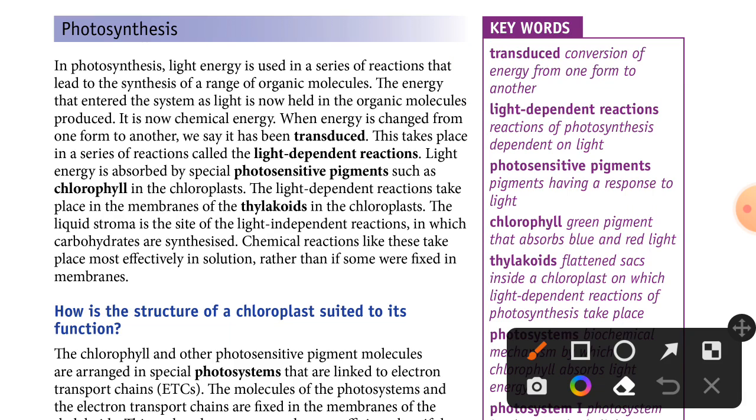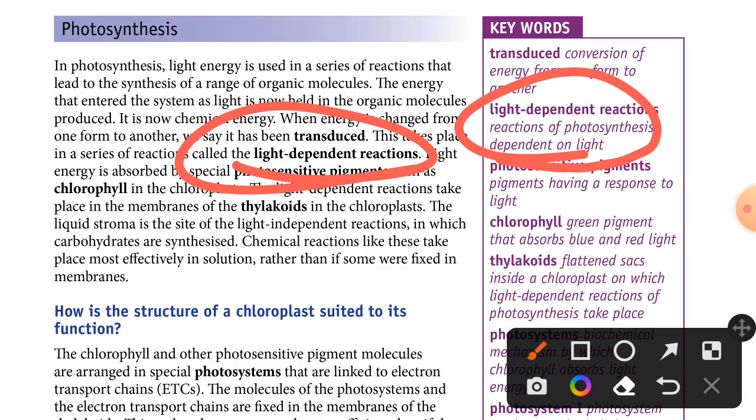Energy formii tokkorraa formii biraatti gaafa jijjiiramu maal ta'e? Transduced ta'e jenna jechuudha. This takes place in a series of reactions called the light dependent reactions. Kun immoo yeroo kam raawwata? In light dependent reactions. What do we mean by light dependent reactions? Reactions of photosynthesis dependent on light. Reactionii photosynthesis keessatti gaggeeffamu kan maal irratti hundaa'u? Ifa irratti kan hundaa'u, light dependent reaction jenna jechuudha.